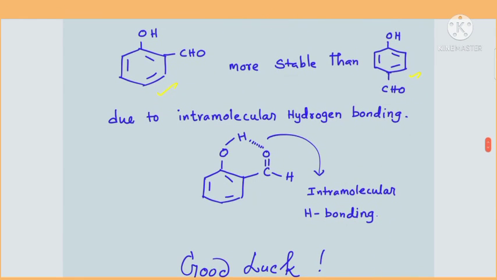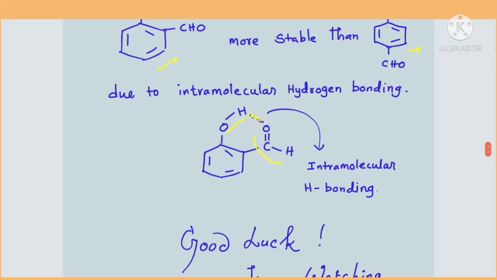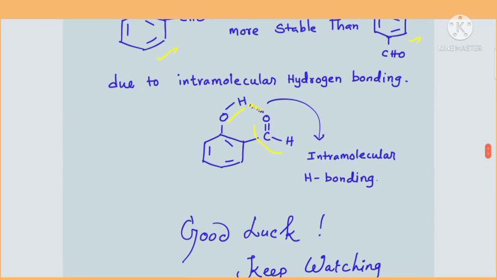So this is the intramolecular hydrogen bonding. In orthohydroxybenzaldehyde, this is the phenolic group, the OH group, and this is the aldehyde group. Now you can see there is a bond formation between the oxygen atom of the carbonyl group of the aldehyde and the hydrogen atom of the hydroxy group. This bond is what we call a hydrogen bond. This hydrogen bond is what makes this ortho form more stable when compared with the para form. So this is what about Reimer-Tiemann reaction. Thank you.